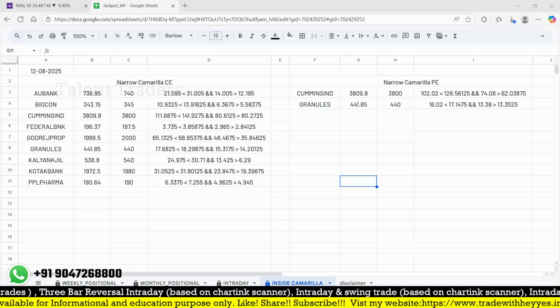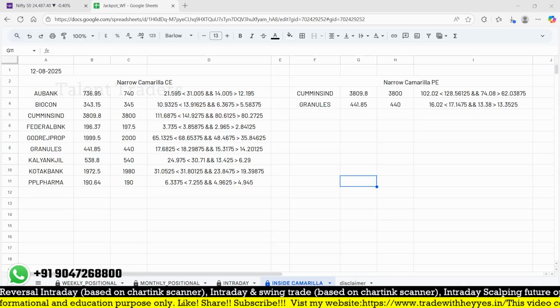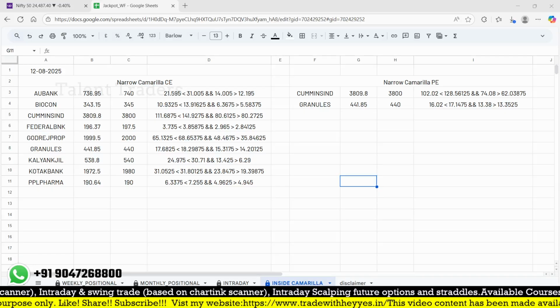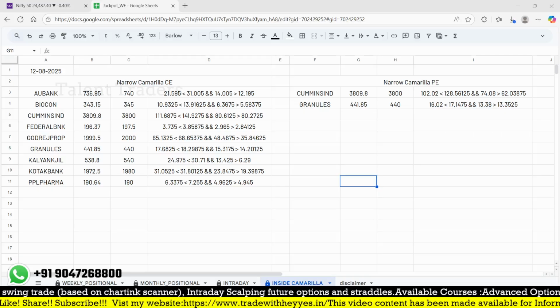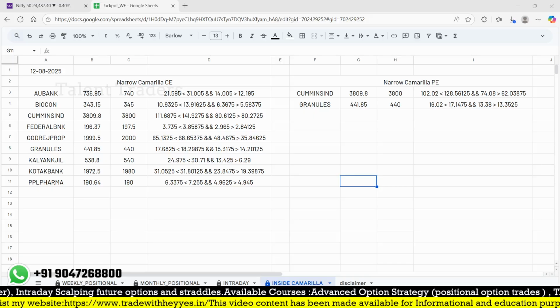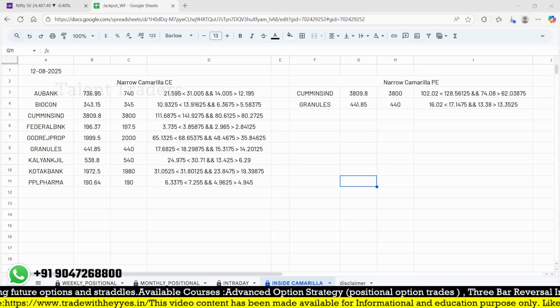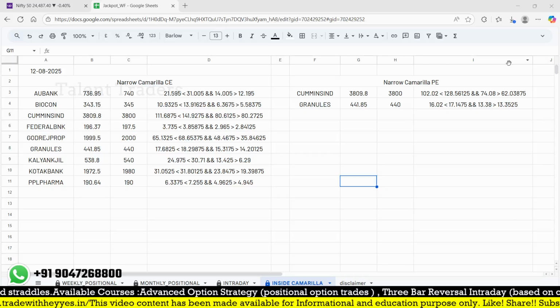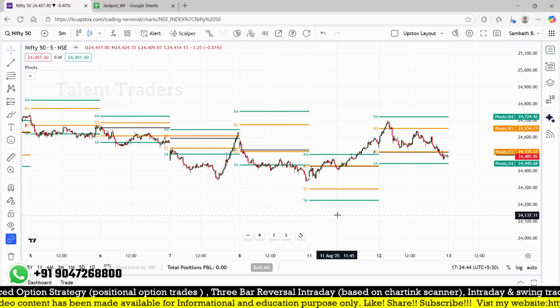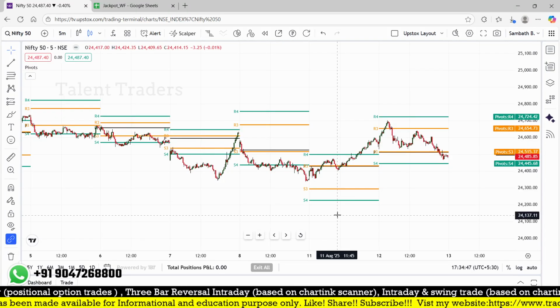So we have a tool. By using that, we try to find such options which are forming an inside level. What we exactly mean by that inside level, we are updating daily here. So why is this very important? Because of the breakout. Camarilla we normally use for an R4 breakout or an S4 breakdown.